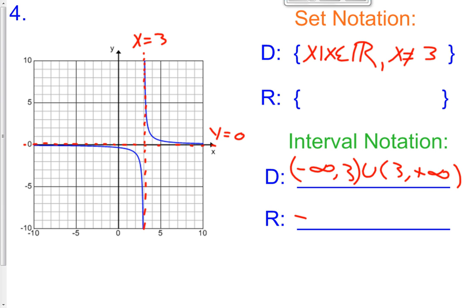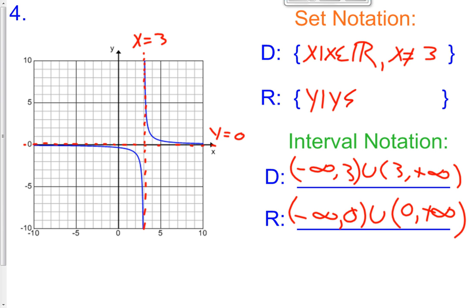And your y value starts at negative infinity. It goes as high as 0. It approaches it, never touches it, and then it picks up on the other side of 0. So we have a union, and it goes from 0 to positive infinity. And there's your answer for problem number 4. Oh, set notation: y such that y belongs to all the real numbers, except y cannot equal 0.